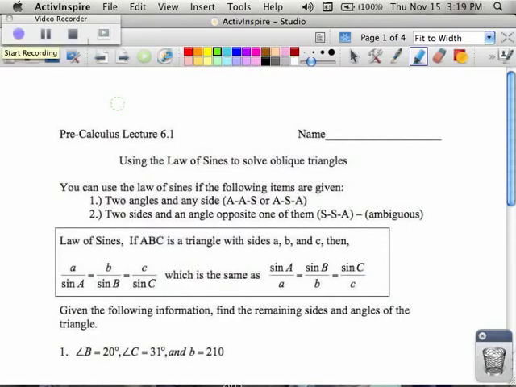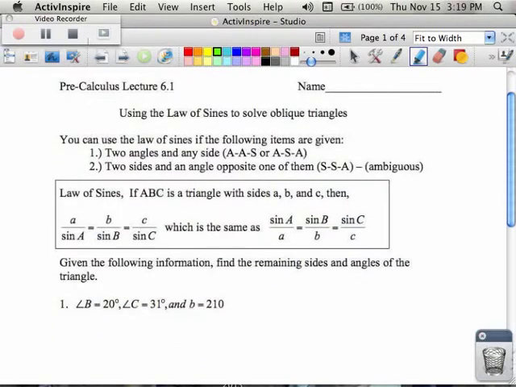Okay, today we're going to start chapter 6 and we're going to talk about the law of sines. What I want you to know right away is the only time you can ever use the law of sines is if you have two angles. This is very important. Make sure that you have two angles or you're not allowed to use the law of sines. There is an exception, which is the ambiguous case, which we'll talk about later.